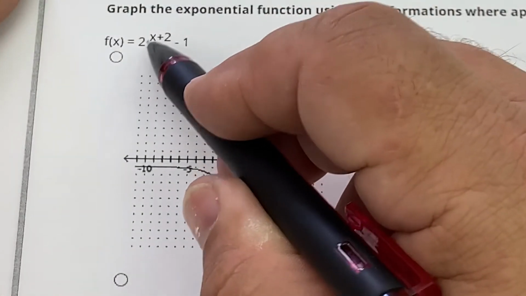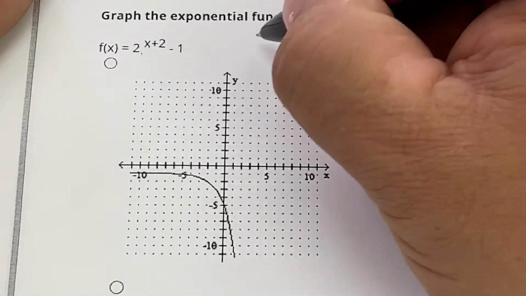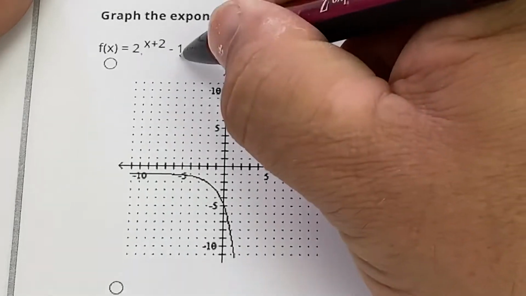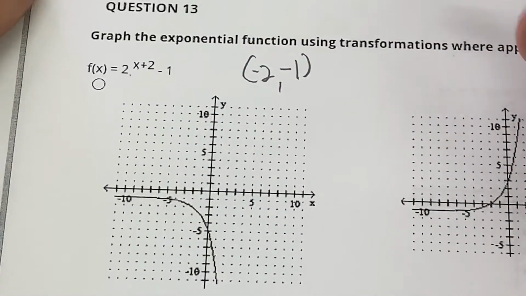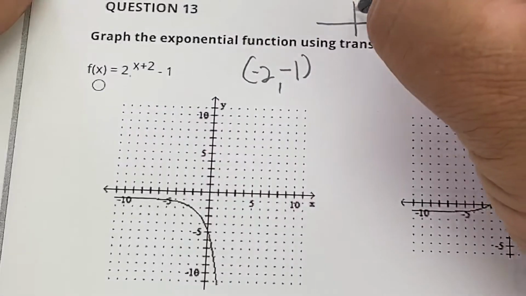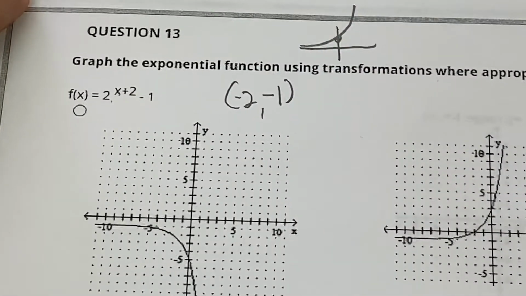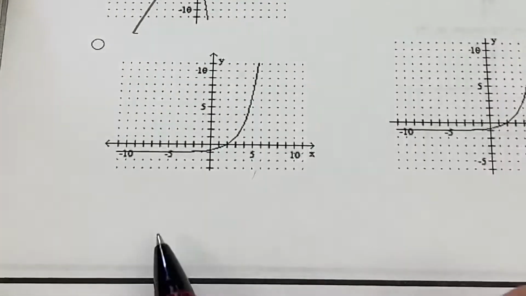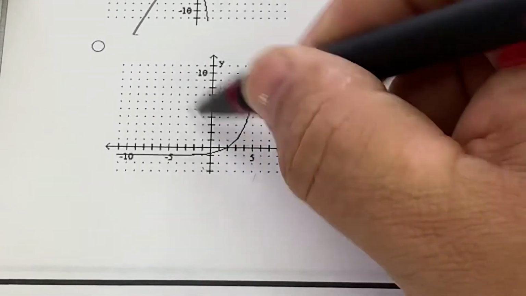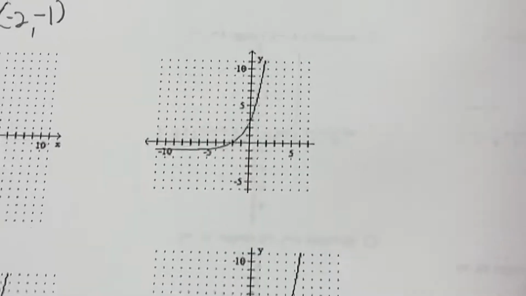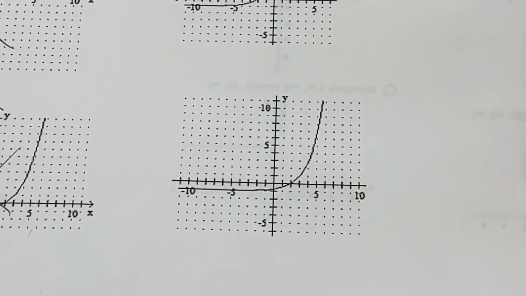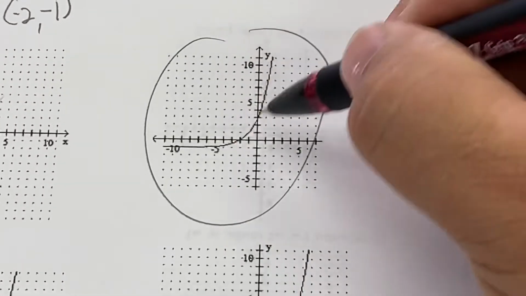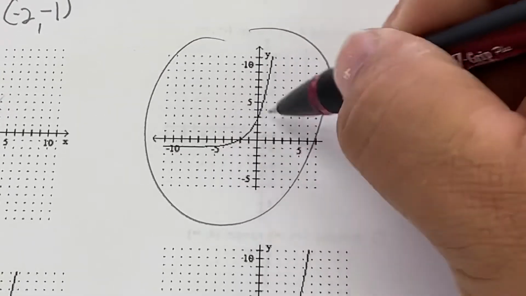Okay, it's a 2 to a positive x. So that means it's going to be a growth. And we're going to implement opposite same. So the opposite of the exponent is negative 2. The same as that is negative 1. So the original graph would have gone through 0, 1 and grown. This is going to go left 2, down 1. So this one is flipped upside down. This one looks like it goes down 1, but it goes right 2. This one goes down 1. I'm going to go with this choice. It looks like it went left 2, down 1. I'm going to go with that choice.